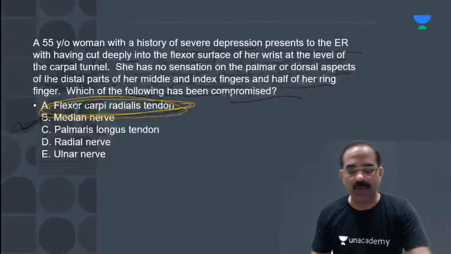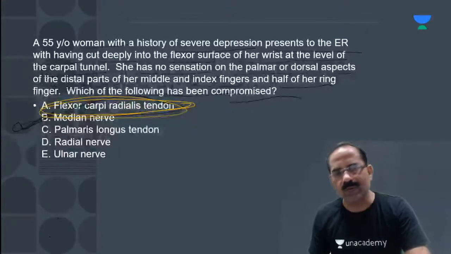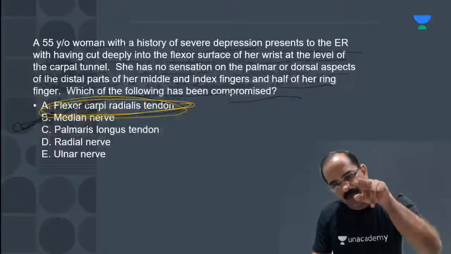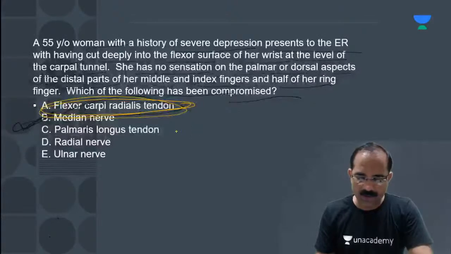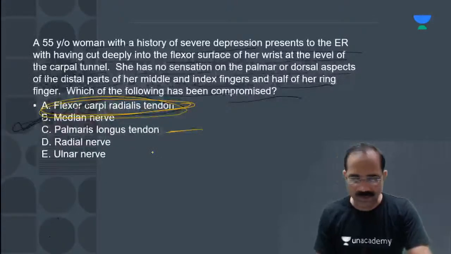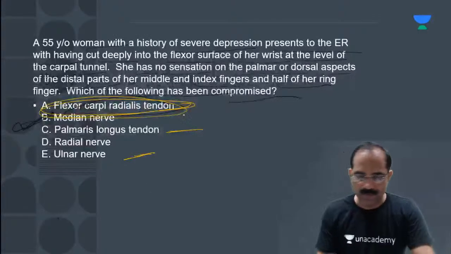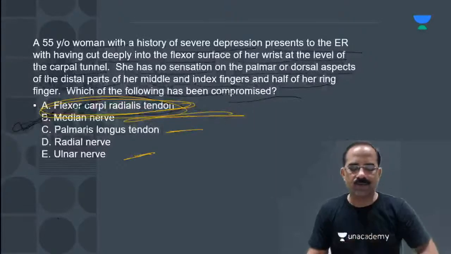I'd drawn this for you. I'd drawn the carpal tunnel for you. I'd drawn the flexor retinaculum for you. Remember this? How does the flexor carpi radialis enter the hand? Through the flexor retinaculum. The flexor retinaculum divides into two, and what enters through this is the flexor carpi radialis. How does palmaris longus go? From above the flexor retinaculum. Ulnar nerve passes through the Guyon's tunnel, and the median nerve goes through the carpal tunnel. Is this clear to all of you?